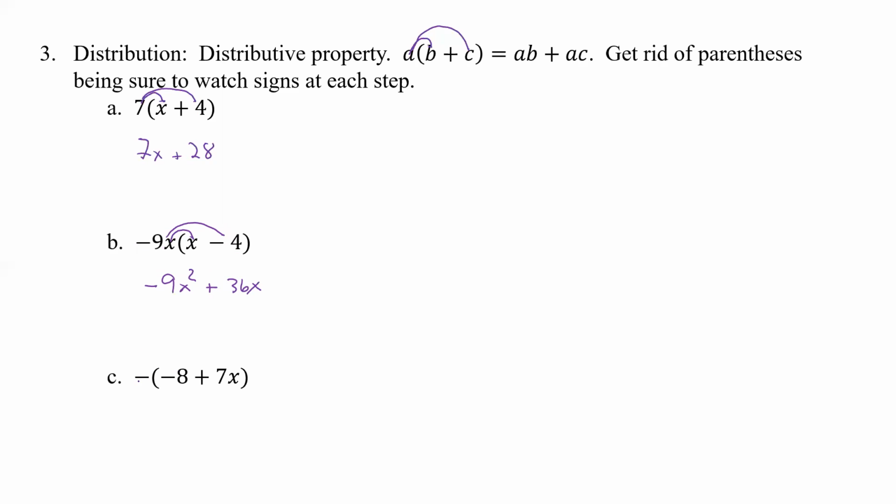Now this one is really a negative times all of those, so it's really a negative 1. So I'm going to, again, still multiply through. So a negative 1 times a negative 8, negative times negative is positive, so I end up with a positive 8. Here I have a negative times a positive, so it's going to be negative, and I get just negative 7x. Okay. So I'll stop there, and then we'll come back with actual problems combining everything.